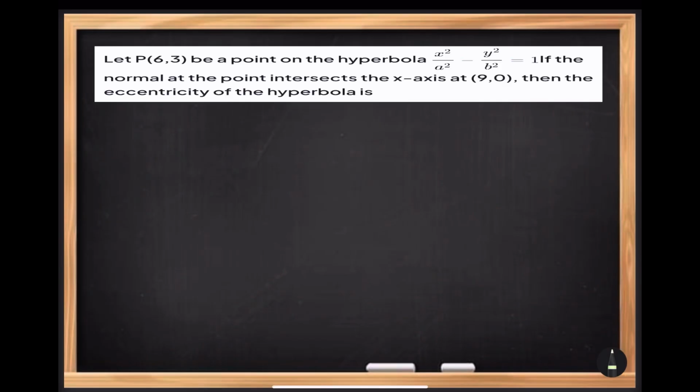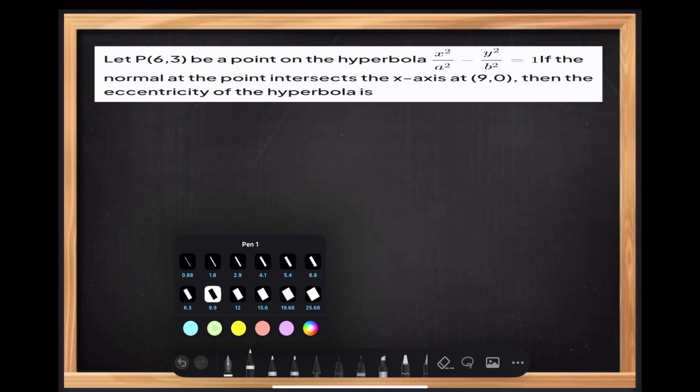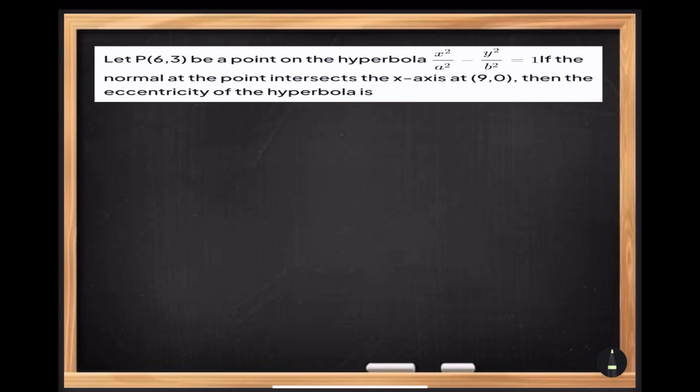Okay, so we got this situation. Let P be a point on the hyperbola. So we have a point on the hyperbola. If the normal at the point intersects the x-axis at (9, 0), then we have to find out the eccentricity. Okay, now look at this.